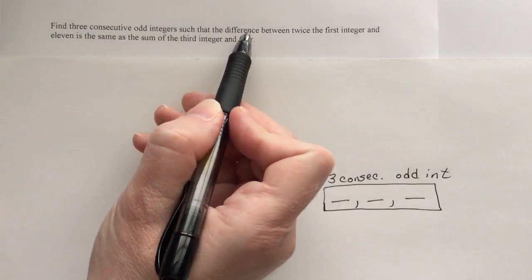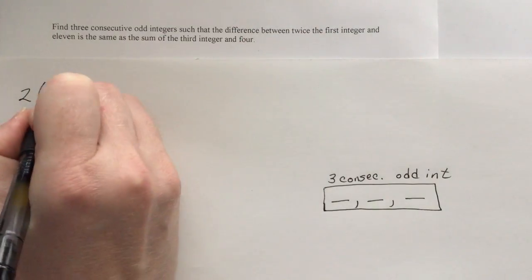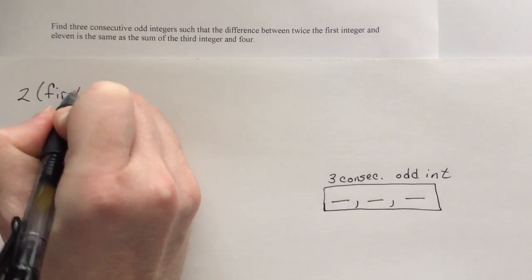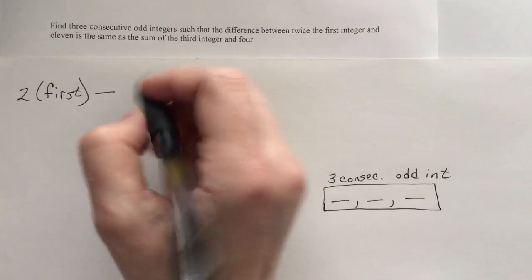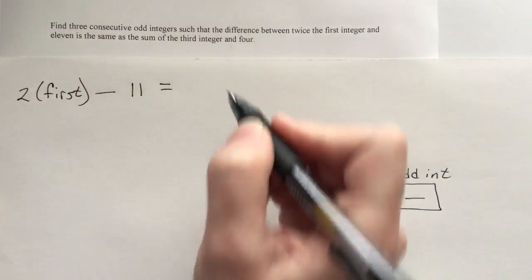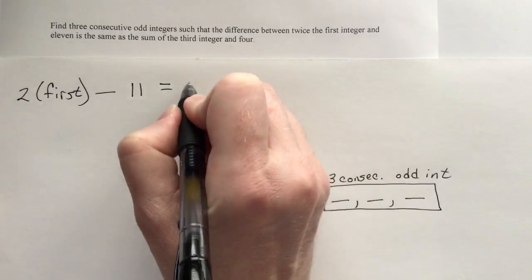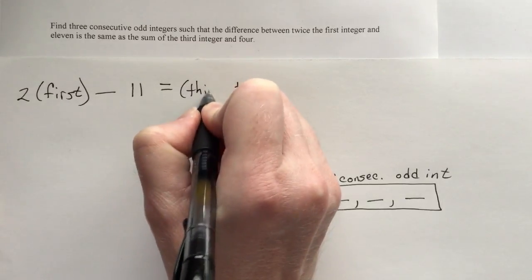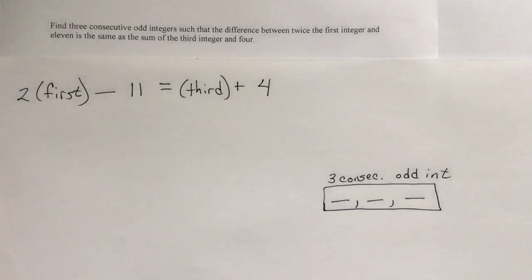Now, such that the difference, which means subtraction, between twice the first integer, so I'm just going to say 2 times the first, twice the first integer, and 11 is the same as the sum, which is addition, of the third integer and 4. So this is how we're trying to get started.